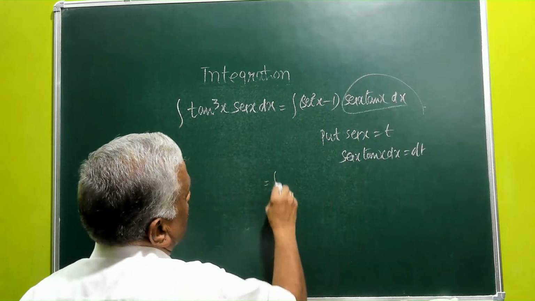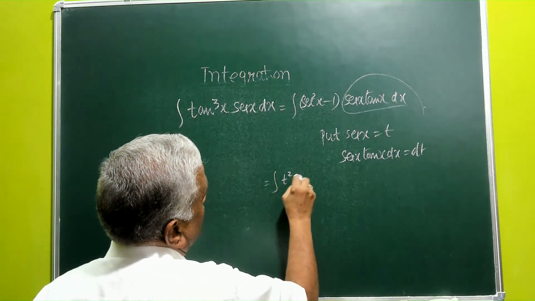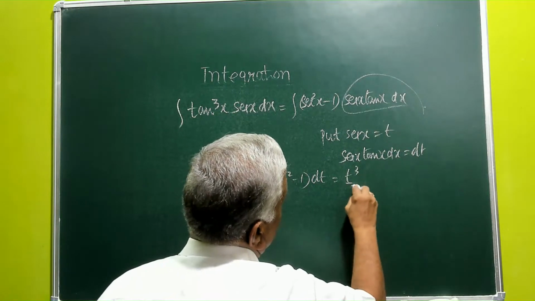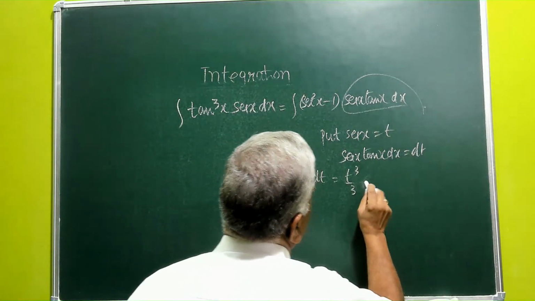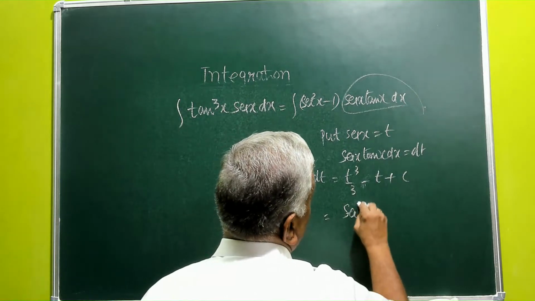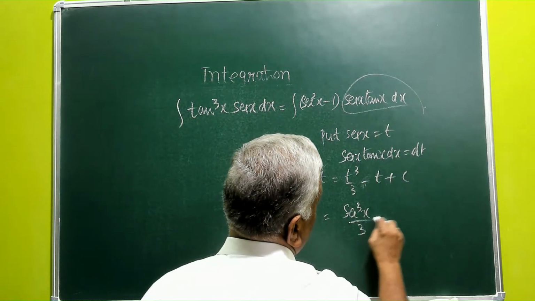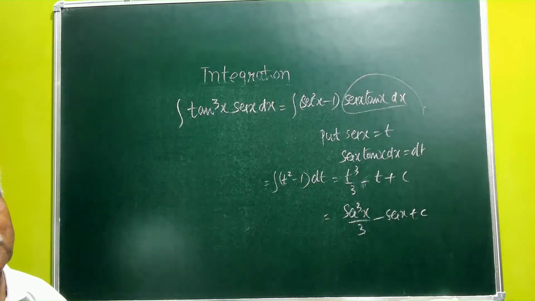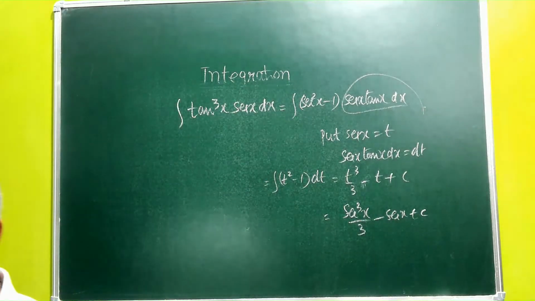So what do you get? You get t square minus 1 dt. That is t cube by 3 minus t plus c. But what is t? Secant cube x by 3 minus secant x. So simple, provided you had worked earlier.